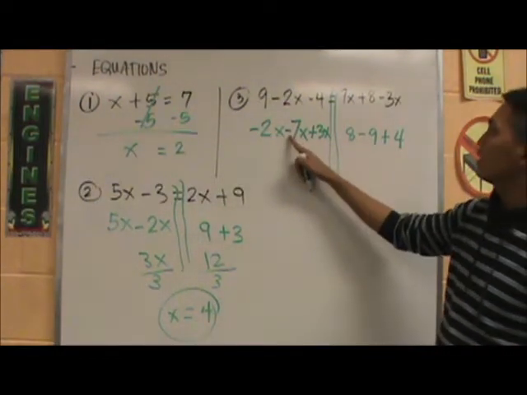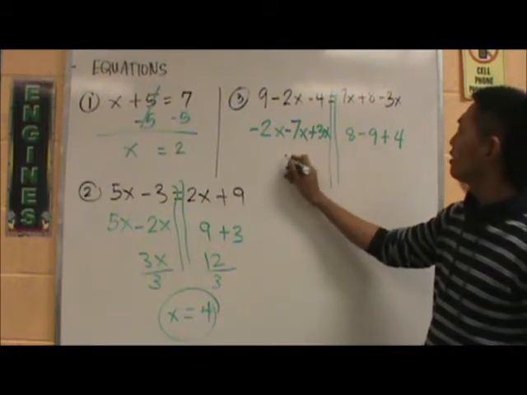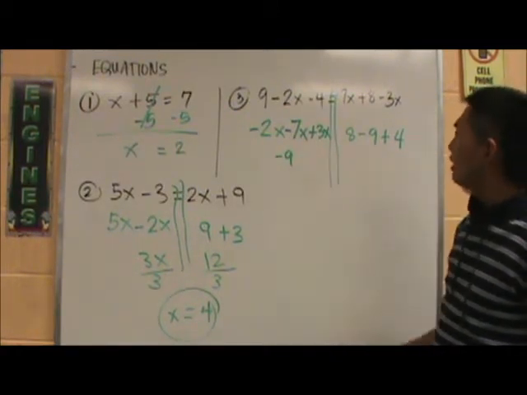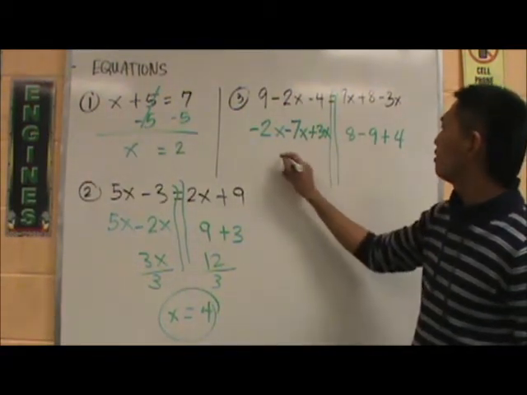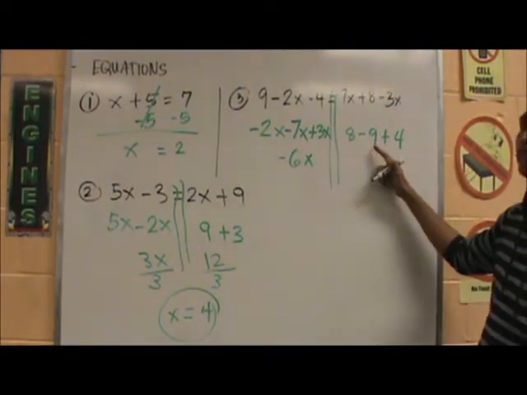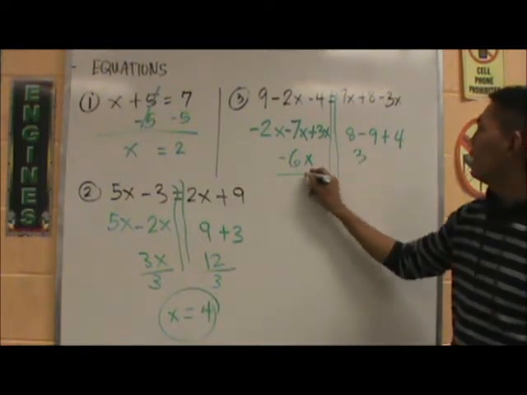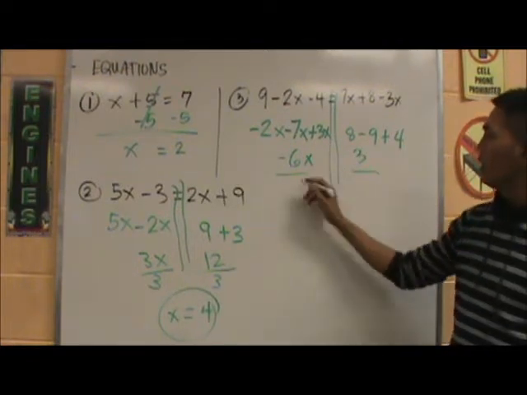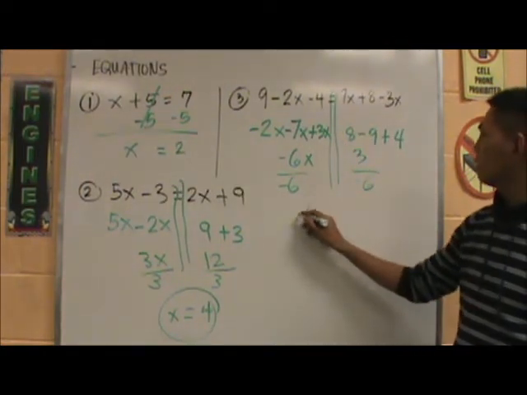Negative 2 minus 7 is negative 9. So negative 9. Negative 9 minus 3 is negative 6. So negative 6x. And now I have 8 minus 9 is negative 1 plus, so here you go, I have positive 3. Then I can go ahead and divide both sides by negative 6, negative 6.